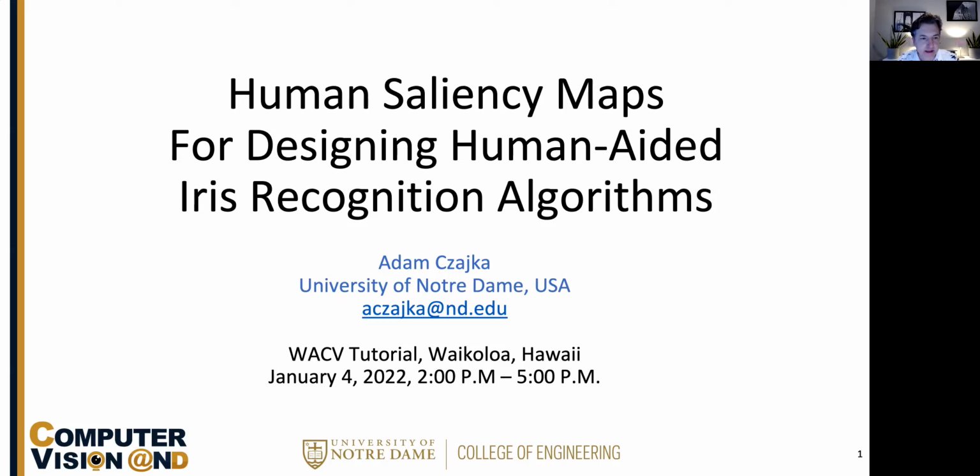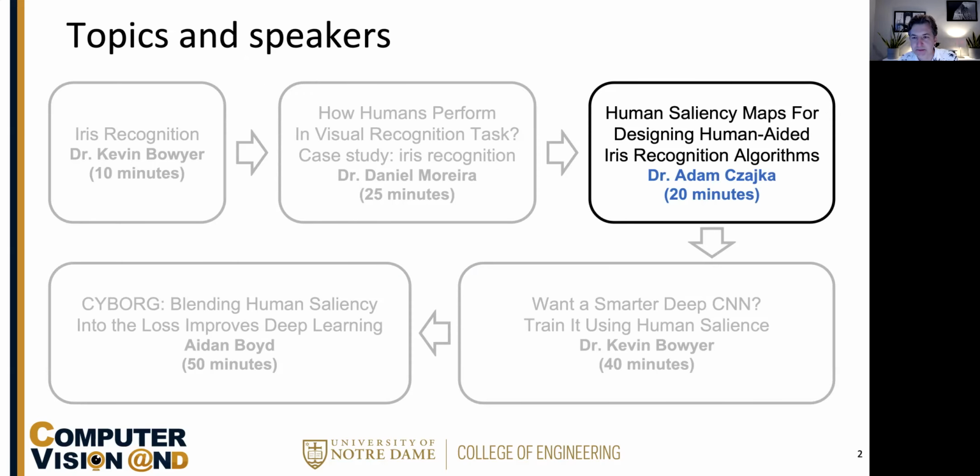Hello, this is Adam Czajka again. I'm going to present my section of the tutorial titled Human Saliency Maps for Designing Human-Aided Iris Recognition Algorithms. That's the third part of this tutorial, in which I'm going to say how we can use perceptual intelligence to build perhaps better iris recognition algorithms.